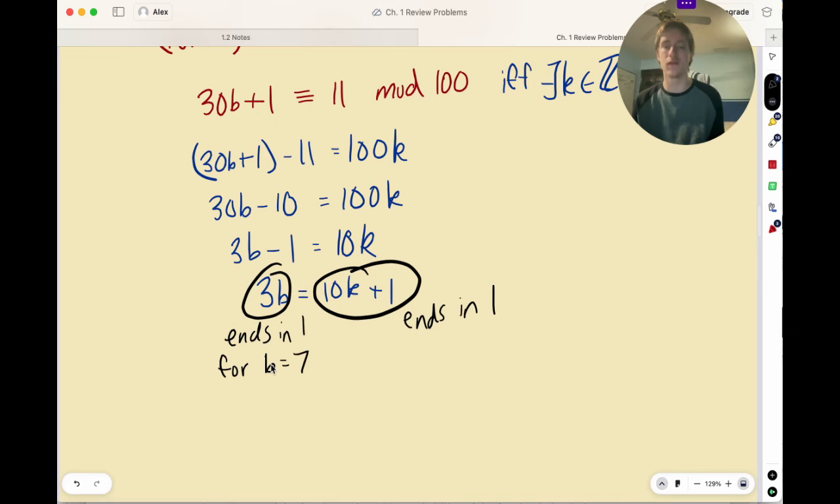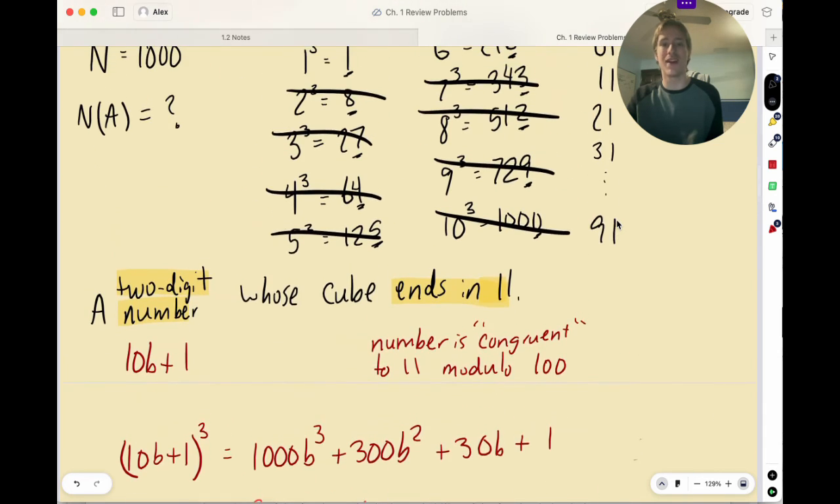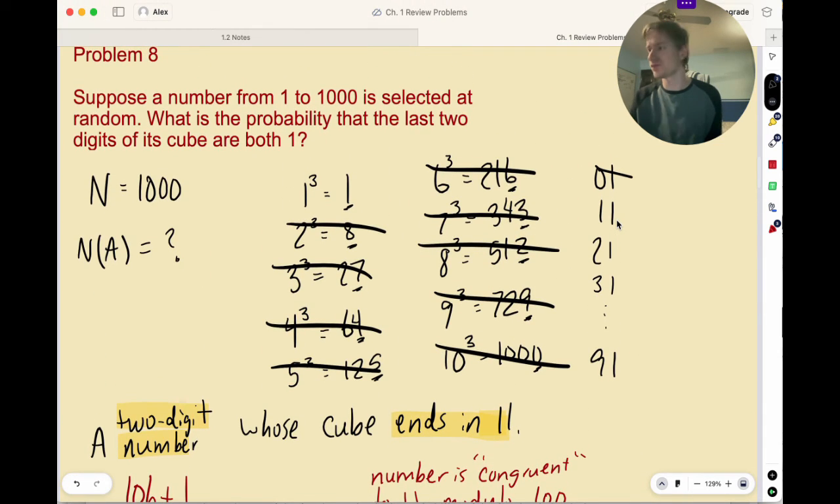And that's 7. 3 times 7 is 21, and that is the only possible way that that could end in 1. Okay, so we get b is equal to 7, which is actually a really cool number theory problem, and I just thought I'd kind of bring that up. Okay, so how does that help us with this whole situation?